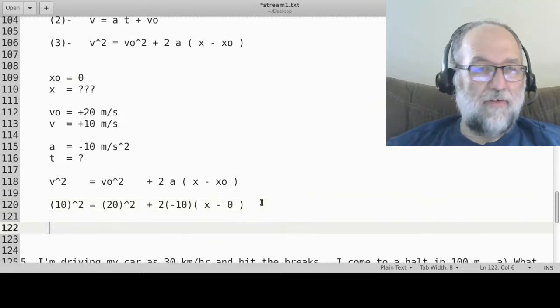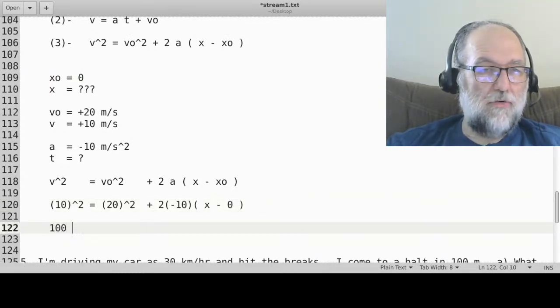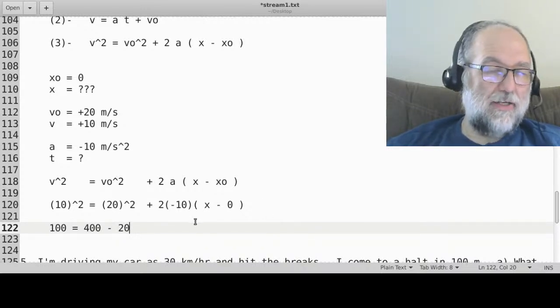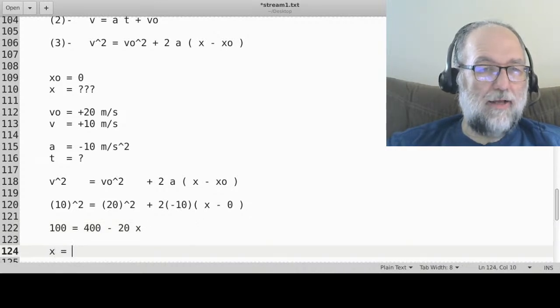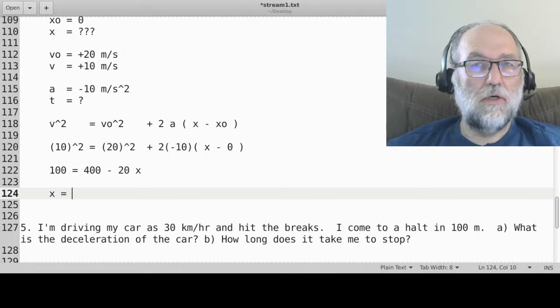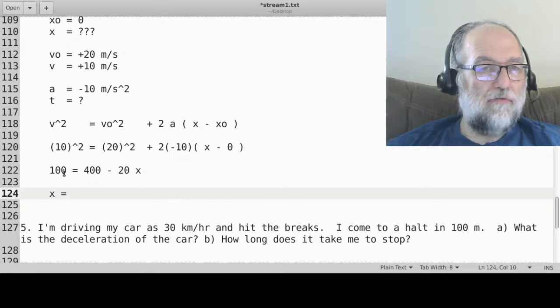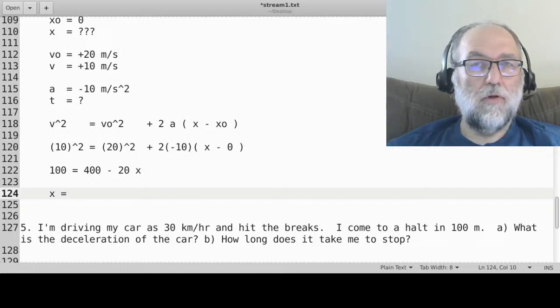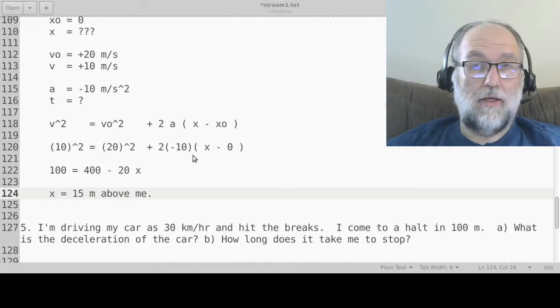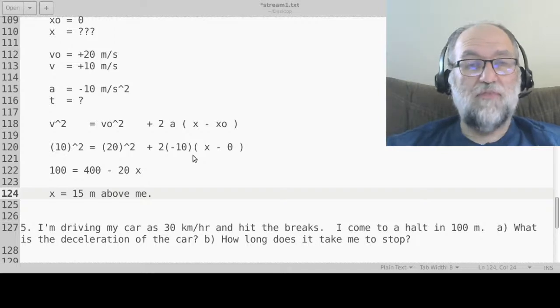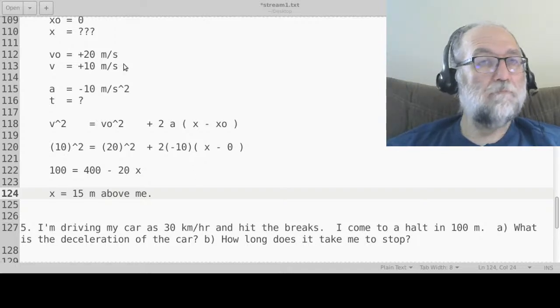If we simplify this, 10 squared is 100, equal to 20 squared, which is 400, minus 2 times negative 10, which is 20x. That gives me that x is equal to 15 meters, and that answers the question. How high is the window above me? It's 15 meters above me.